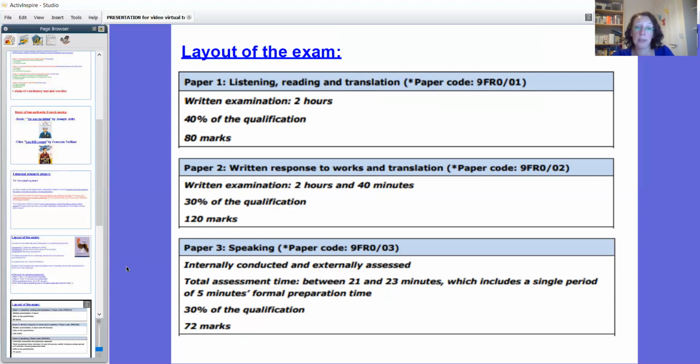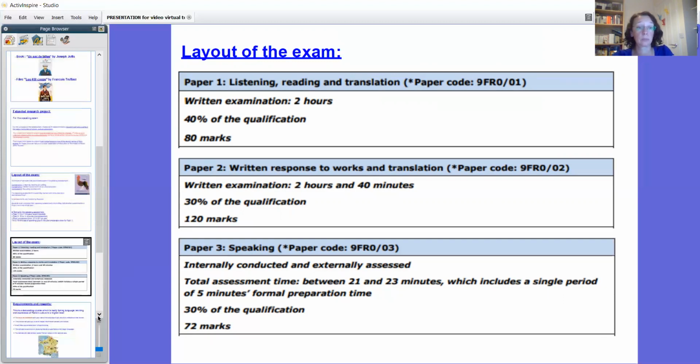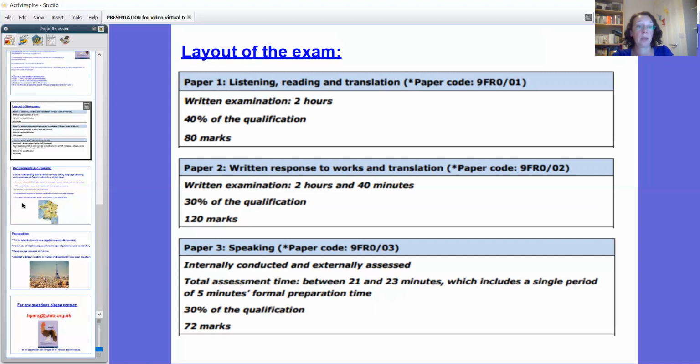And the speaking is conducted in a period of time which is given by the exam board in school, and it is worth 30% of the qualification, and it's out of 72 marks in total. That's a bit more detail.